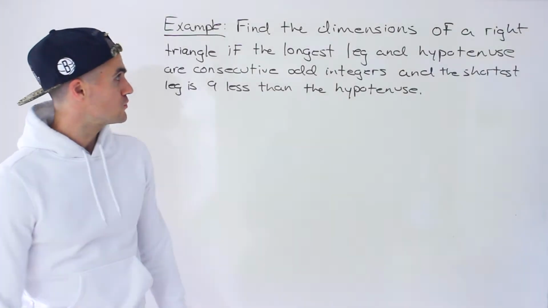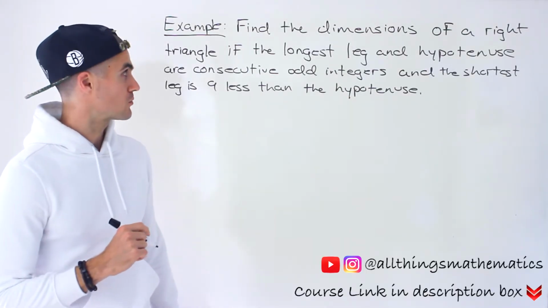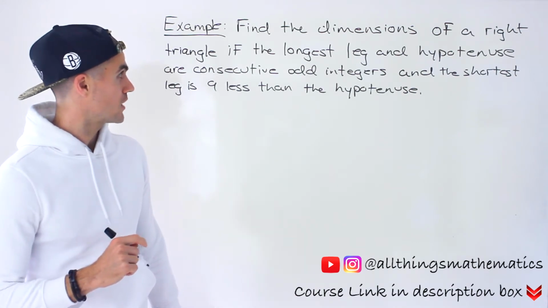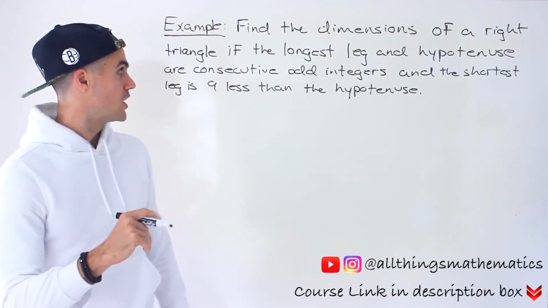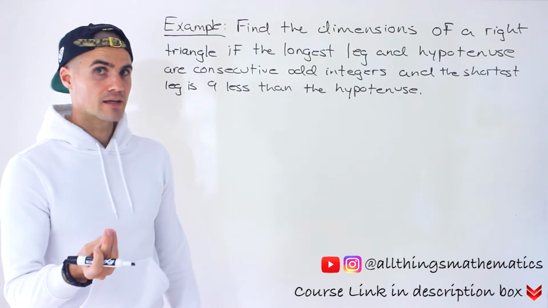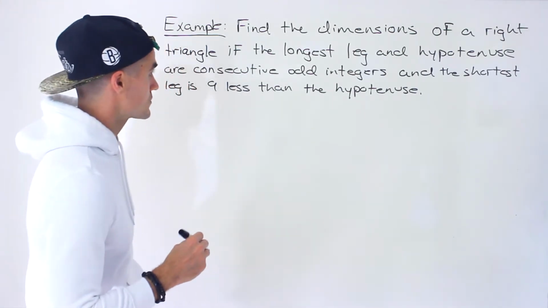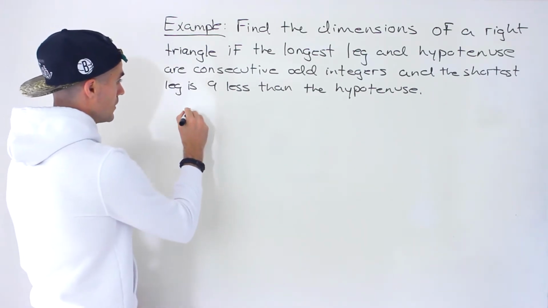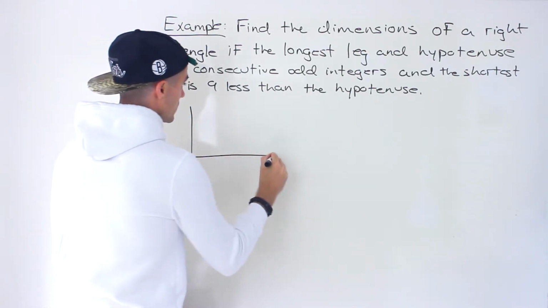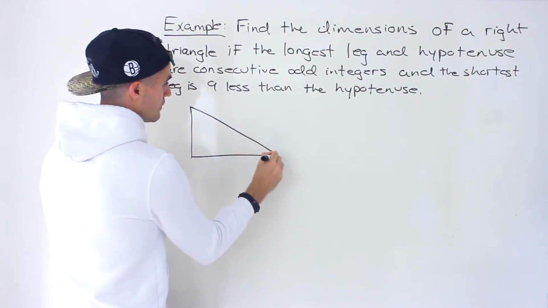Patrick here. Moving on to the next quadratic equations word problem. So we have to find the dimensions of a right triangle if the longest leg and hypotenuse are consecutive odd integers and the shortest leg is 9 less than the hypotenuse. So let's start off with a diagram here. So we have a right triangle like this.